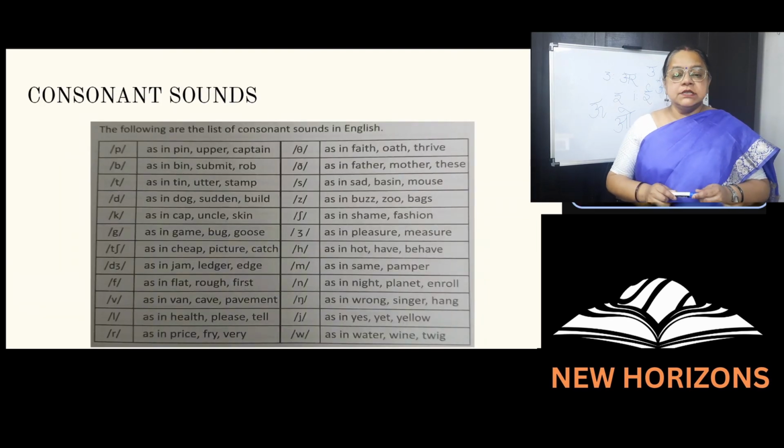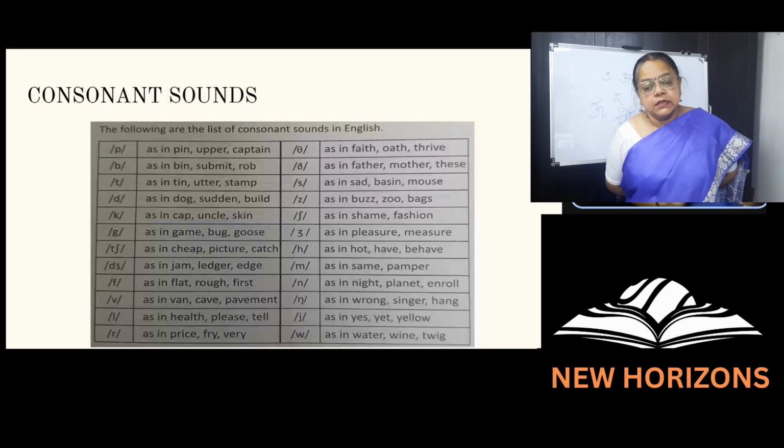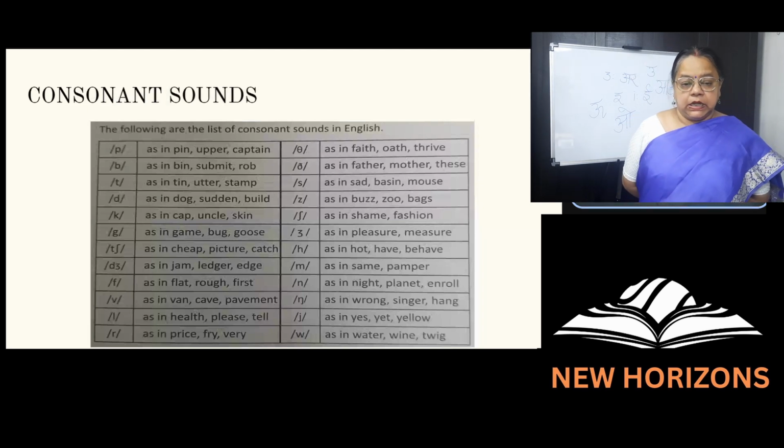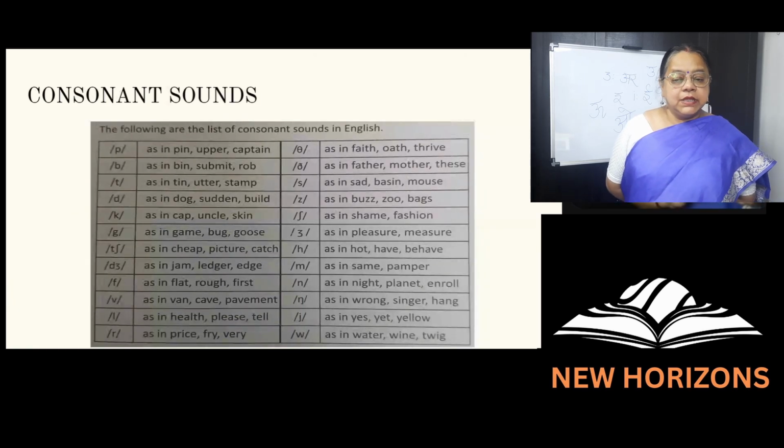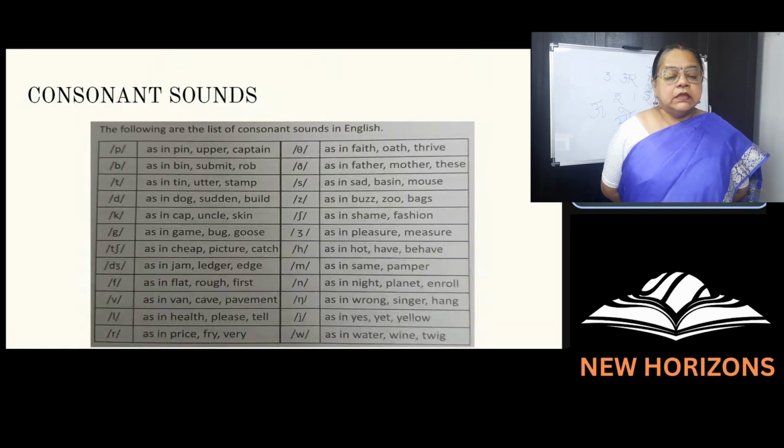The consonant sounds are comparatively easier to understand. Can anybody tell me what the first one is? If you see the examples given there, pin, upper, captain, what is the sound there? Pa. Very good. So just beside P over there, you can write the Hindi pa.